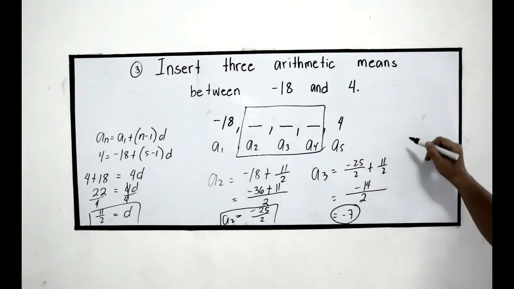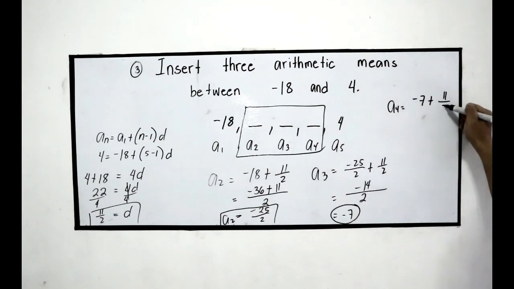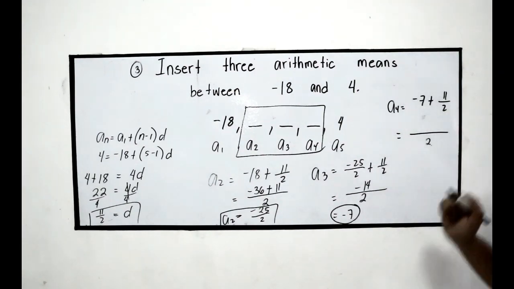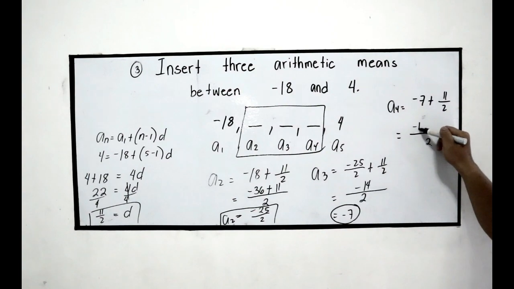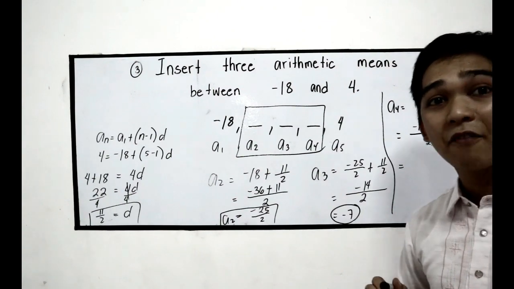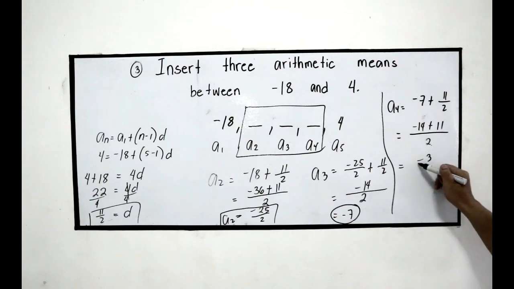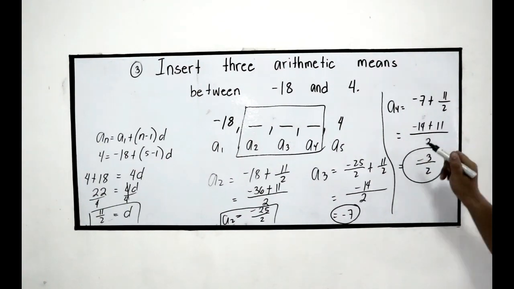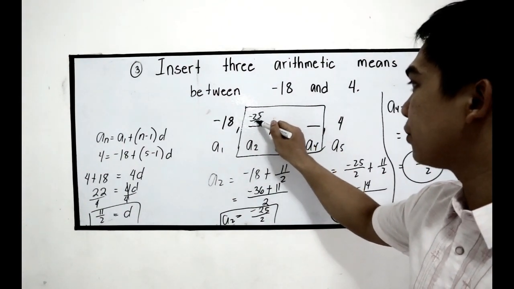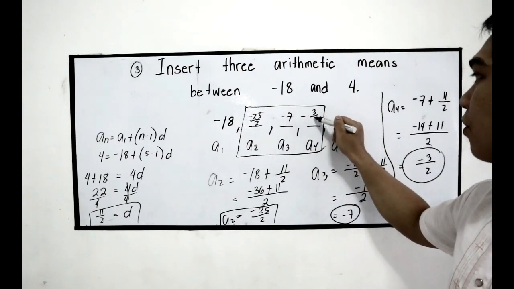Now next, a4. Negative 7 plus 11 over 2. So that is 2 times negative 7, that is negative 14 plus 11. Negative 14 plus 11, this is negative 3 over 2. And now our a4. So our a2 is negative 25 over 2. a3 is negative 7. And a4, negative 3 over 2.